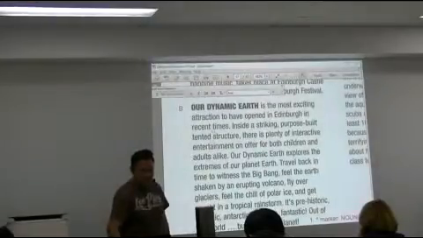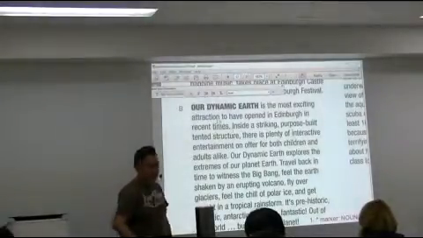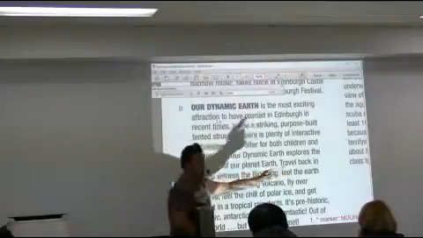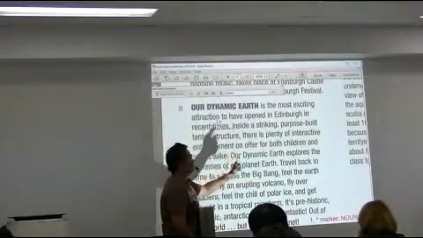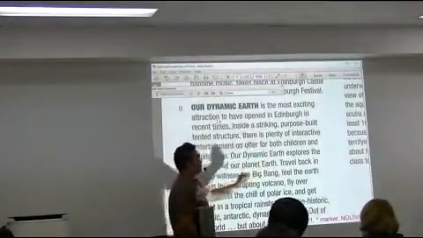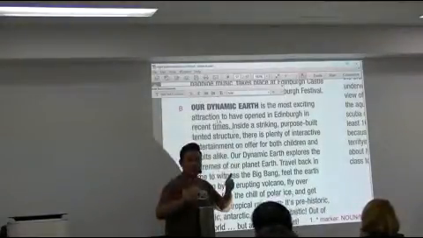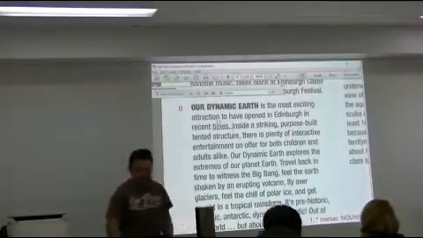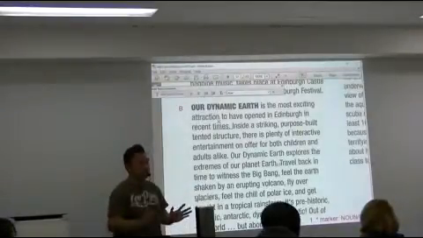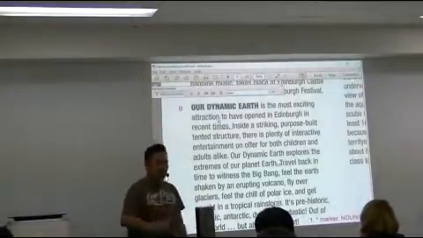This word time. Most exciting attraction opened Edinburgh recent time. Can you see the word build or save? No. So this is not the answer. Keep scanning. Find another word, time.